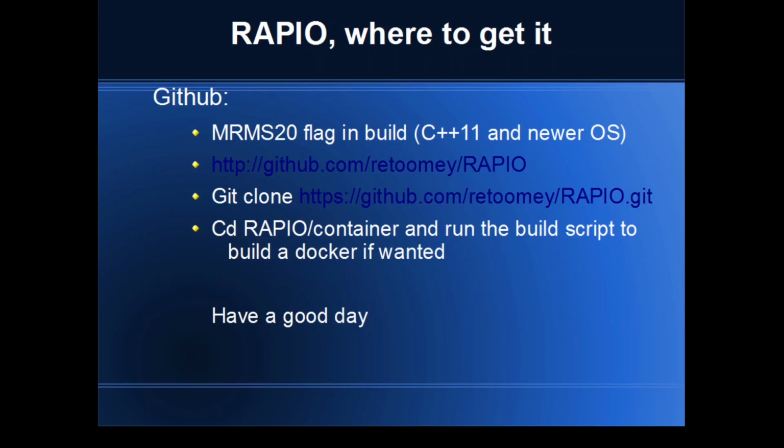And how to get this, what to do. You have the MRMS 20 flag, C++11 and a newer OS, and you git clone. That's the RAPIO library. This is the new engine that I'm using for this, and it will be built into MRMS 20.